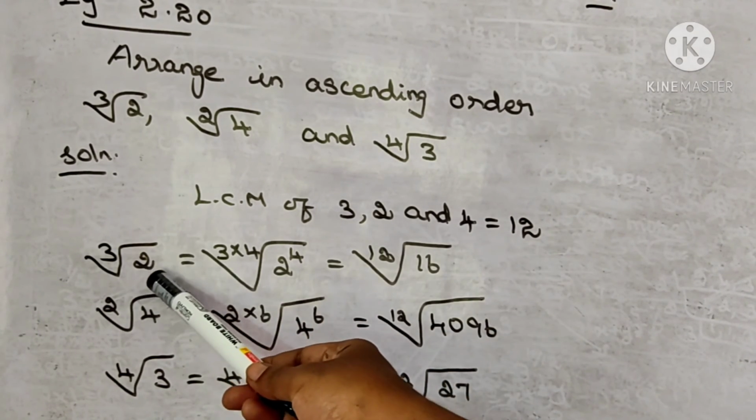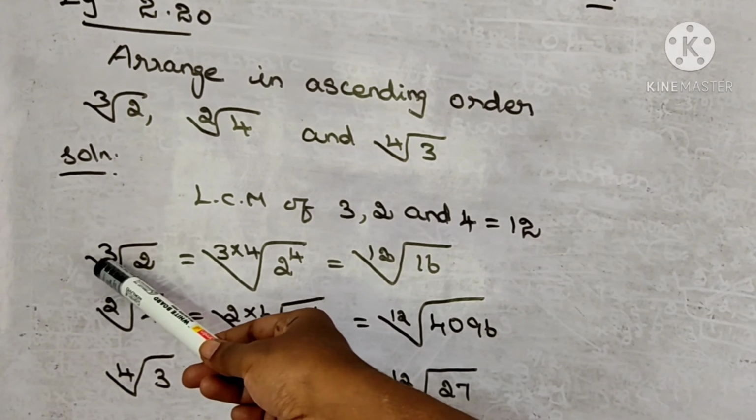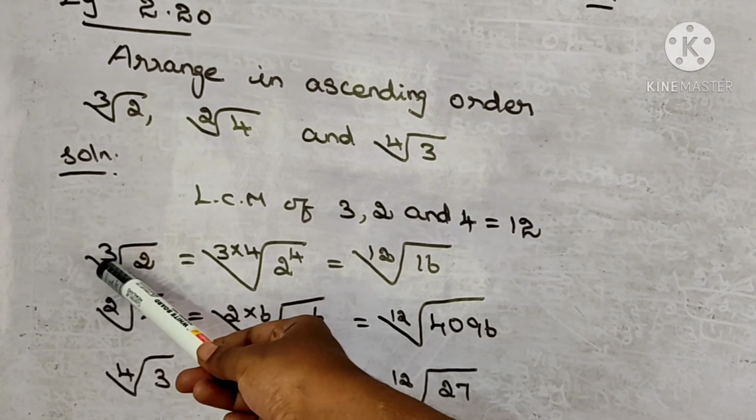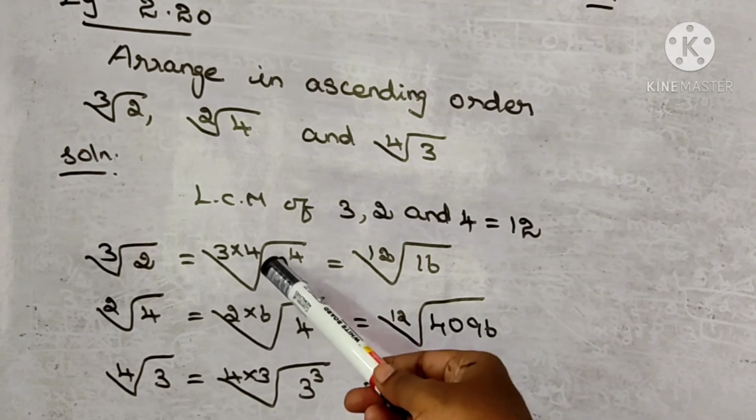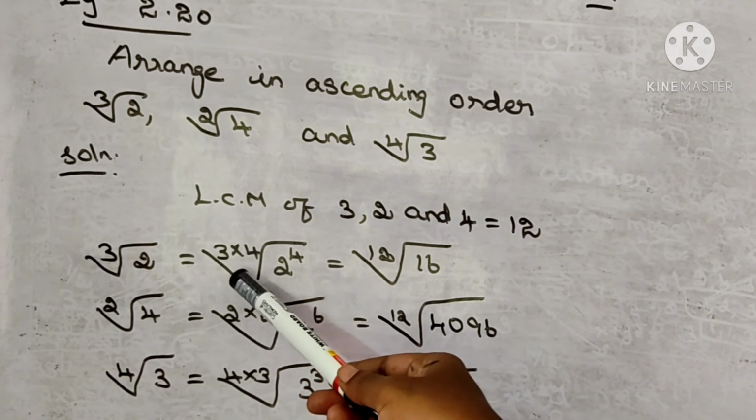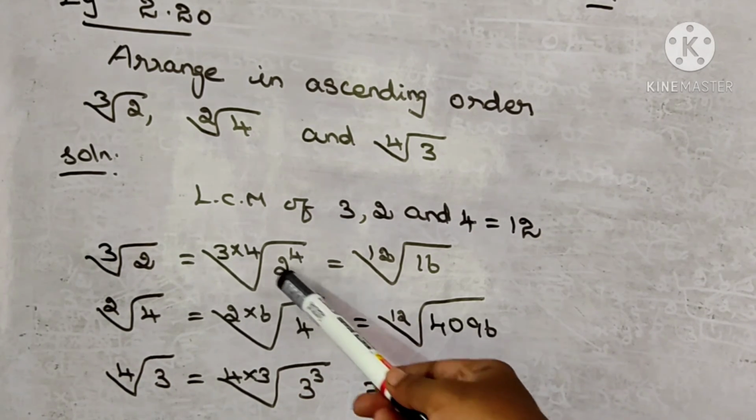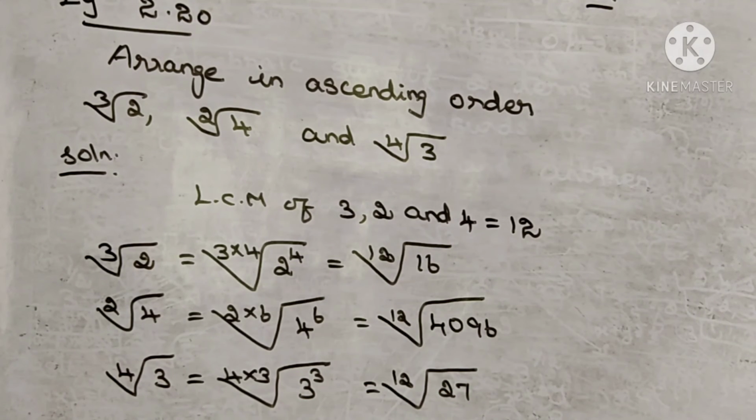So convert the cube root of 2 into an equiradical surd. We want the order to be 12, so multiply 3 by 4, and the number inside the root also you raise to the power 4. So 3 into 4, 2 to the power 4. Here we get the 12th root of 16. 2 to the power 4 is 16.